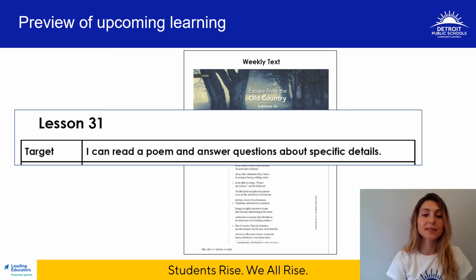In tomorrow's lesson, you'll be reading a poem and answering questions about specific details from the text, of course. Again, this poem is really meaty. There's a lot of insight that the author captures. So it'll be really important to pay attention to not only specific stanzas of the poem, but actually the words themselves individually. Let's get ready for that.